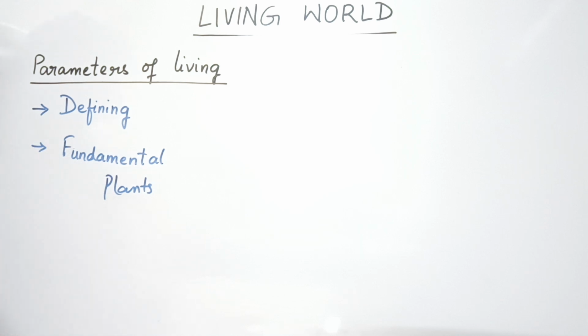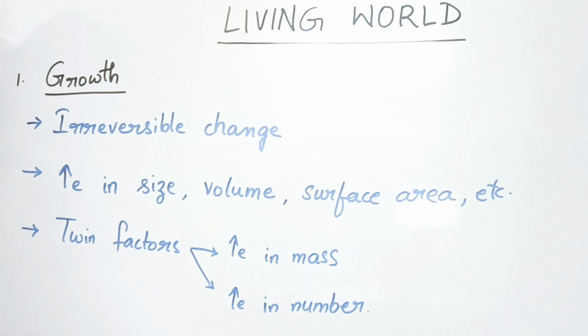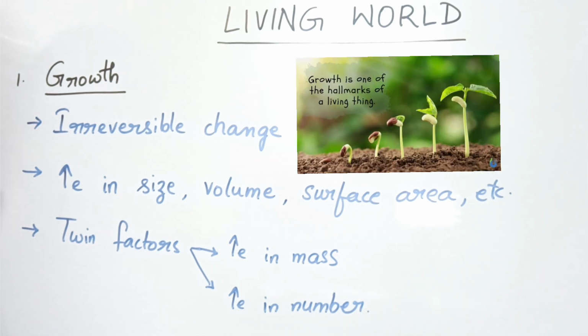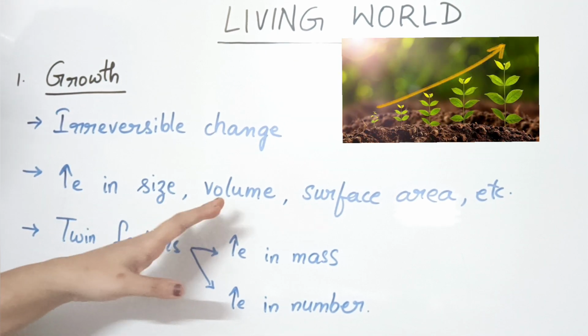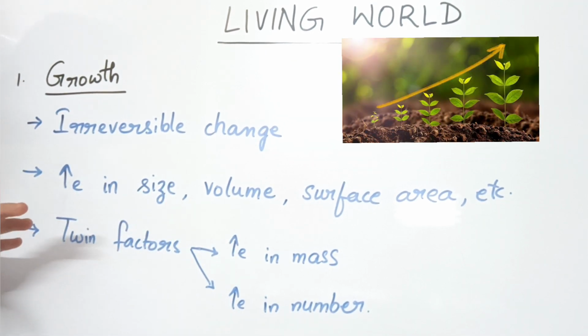Now let us move on to the characters that are exhibited by the living organisms, one by one. The first one is growth. Growth is an irreversible change in all the living organisms. The finest example is an increase in the size, volume, surface area, etc. That is increase in mass and number of individuals. We call it growth, right?